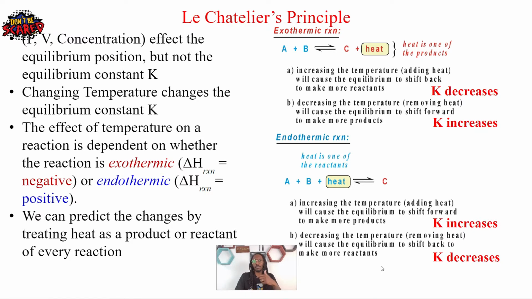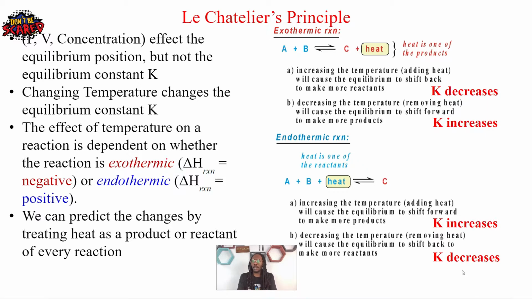What about decreasing the temperature? If I'm decreasing the temperature, that means that I'm removing my heat, right? And if I'm removing my heat, if I'm removing a reactant, this will cause my equilibrium to shift back to make more reactants, because you took away my reactant. I need my reactant back. Okay, so this is what's going to happen here. The reactant I took away is just being replenished back here.